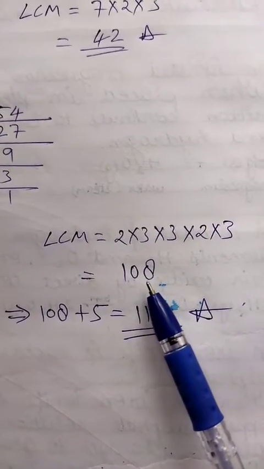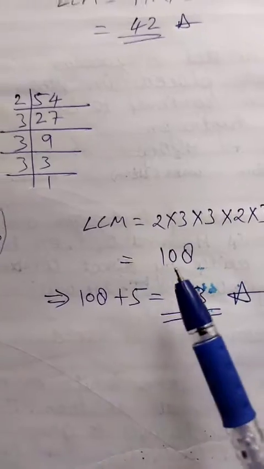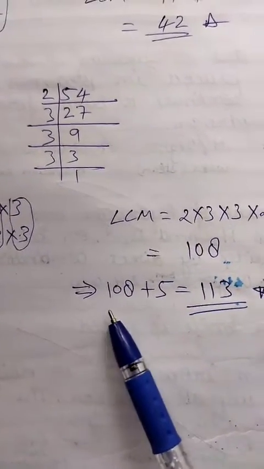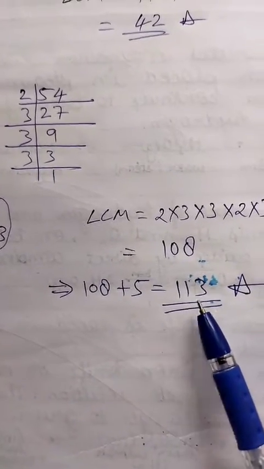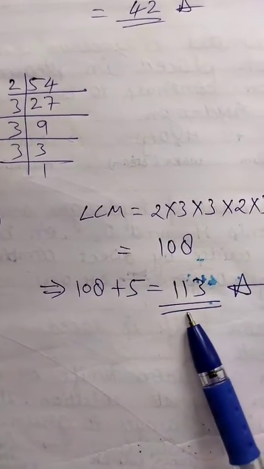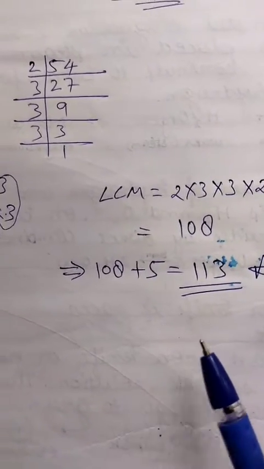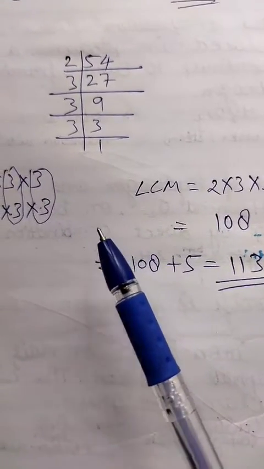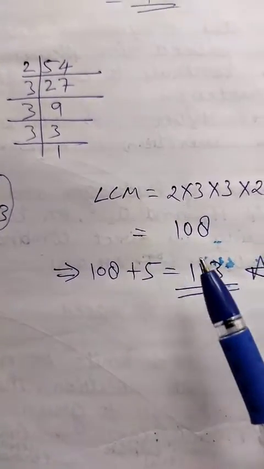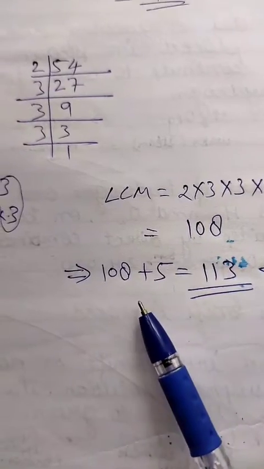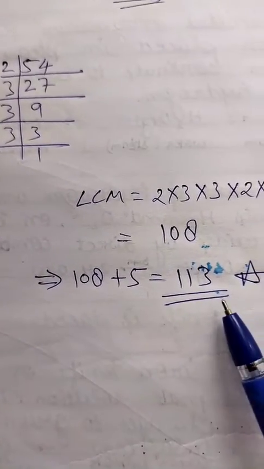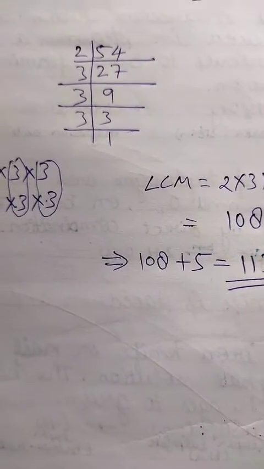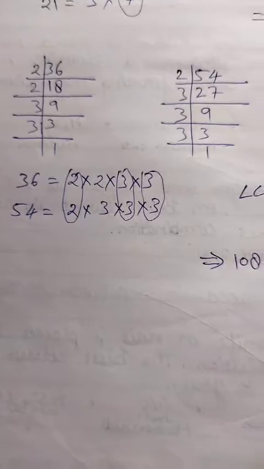Now the question said that it leaves the remainder 5. So what LCM did you get? You have to add 5 to that LCM. So 108 plus 5 is equal to 113. This will be your answer. So in such types of questions, whenever the remainder is given, first of all take out the LCM of the given numbers. The LCM which you get, add that remainder to the LCM, and you will get your final answer. This is how you have to solve these types of questions.